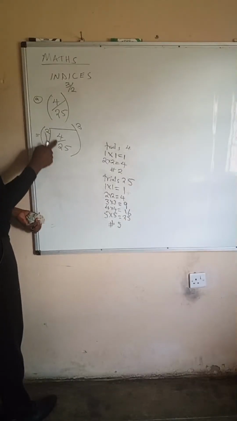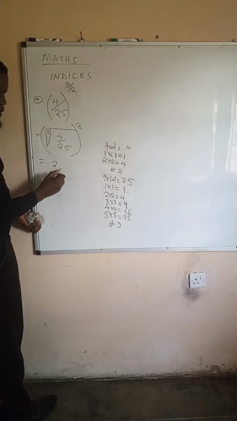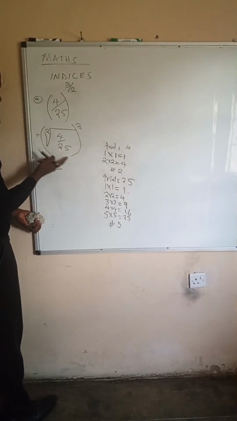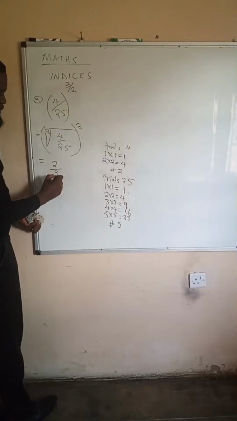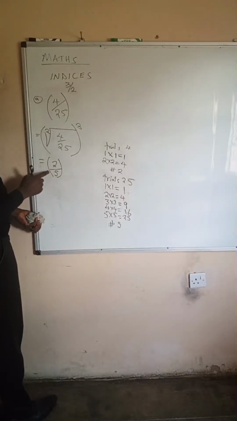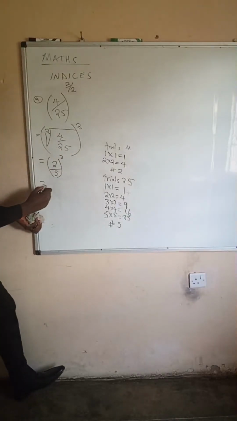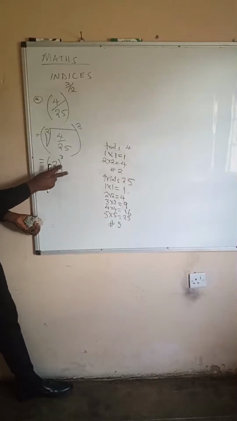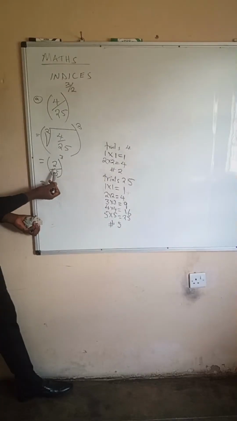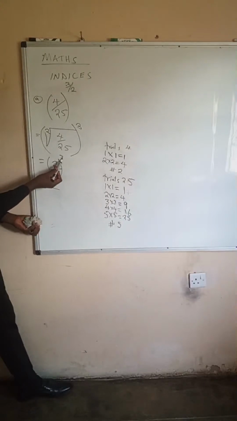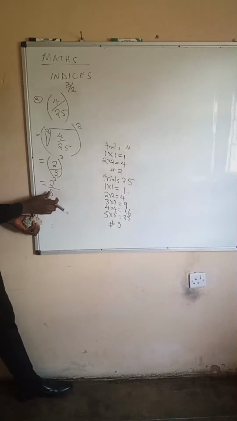So the trial number for 4 is 2. I put 2 over, trial number for 25 is 5, I put 5. Then I put these in brackets because I have a fraction. I raise them to the power 3. What did I say? When a fraction is raised to a power, this power is given to everything inside the fraction. It's given to 2 and to 5. So it is 2 raised to the power 3 over, this 3 again given to 5, so it will be 5.